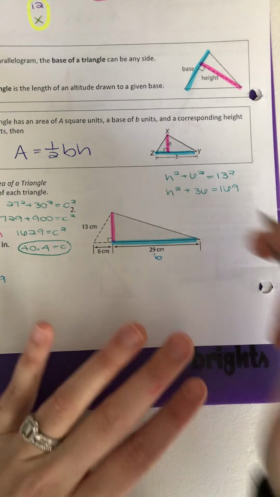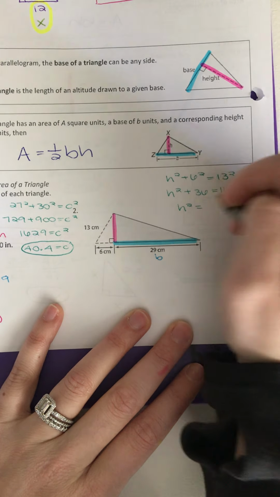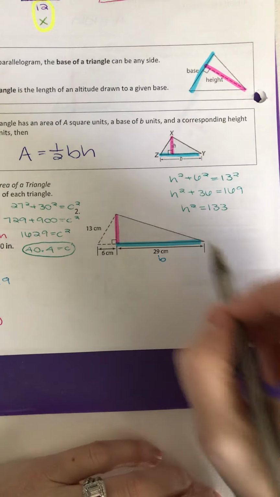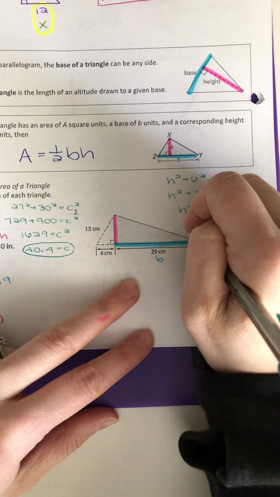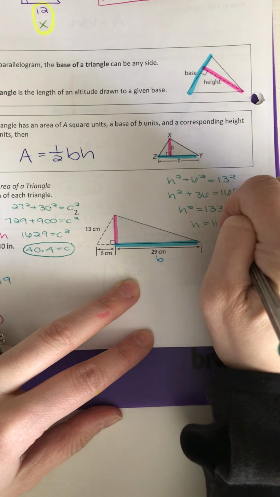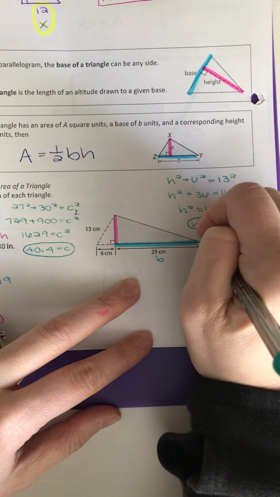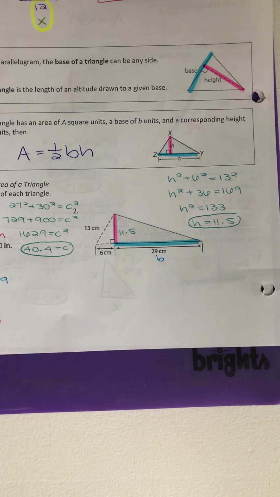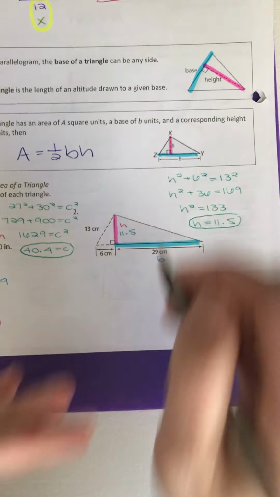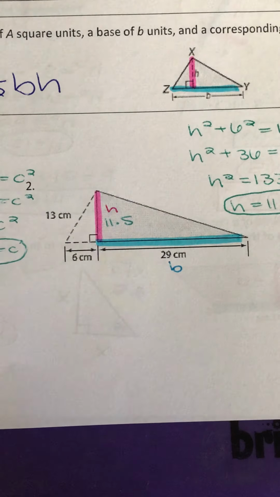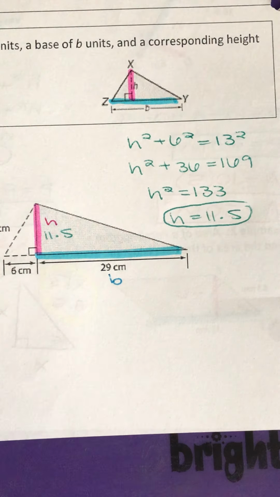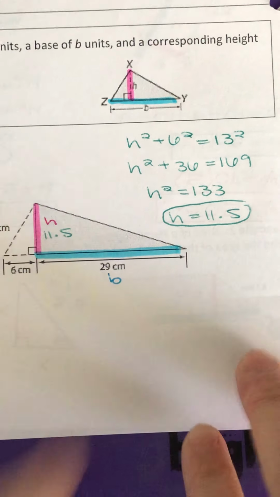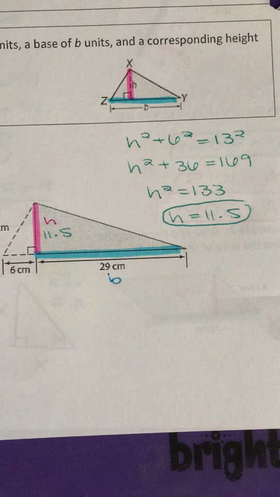I'm going to subtract 36, and I get 133. And when I take the square root of that, I get about 11.5. I want to plug that right in so I remember what that 11.5 is. So now I'm good to find the area, but I can't find the perimeter because now I'm missing this side. So this is a problem where we have to do Pythagorean theorem twice.